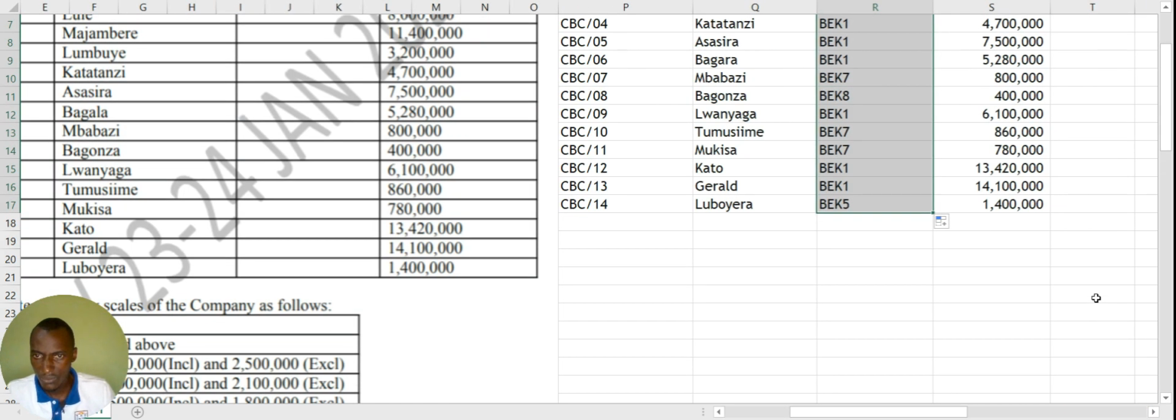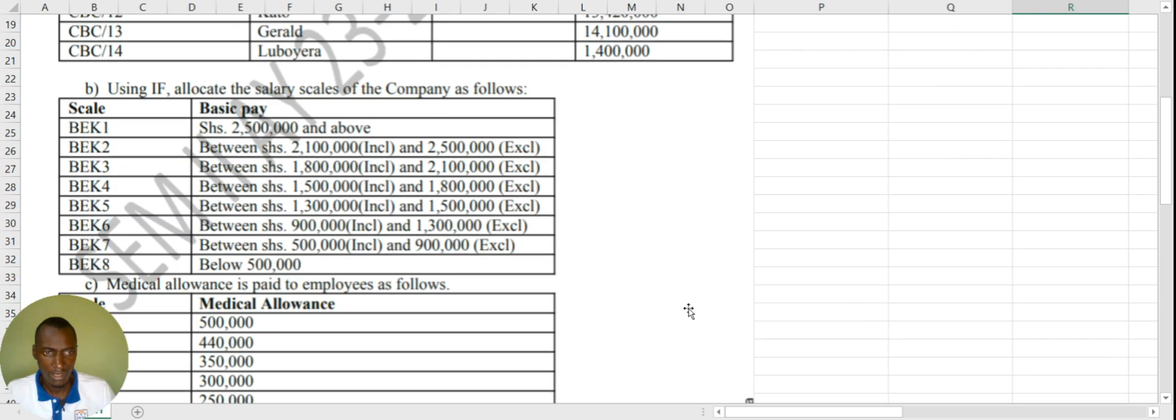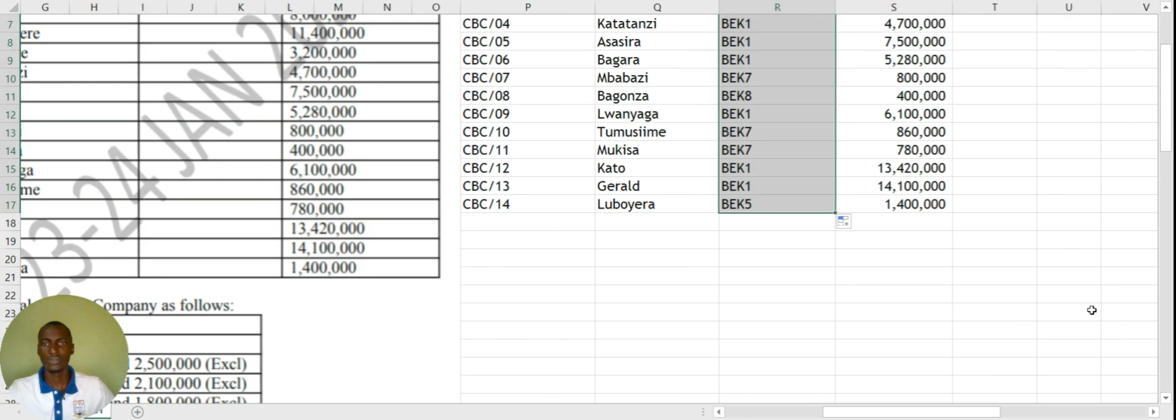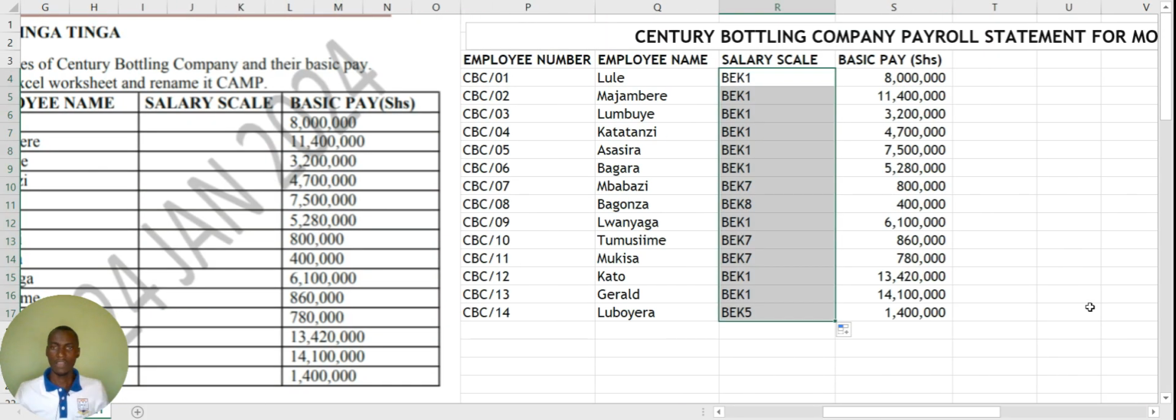Then let me check on who else here. 1.4, that is Loera. Salary scale is BEK5. Let's check to confirm: BEK5 is between 1.3 and 1.5 exclusive. That's it. That's your salary scale. So you see we have allocated our salary scales using the if. So we have that.